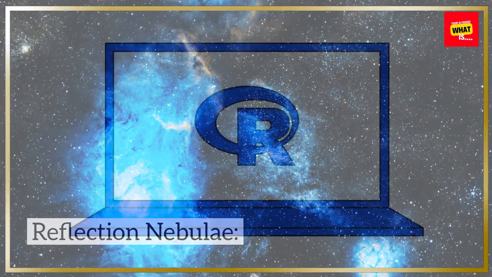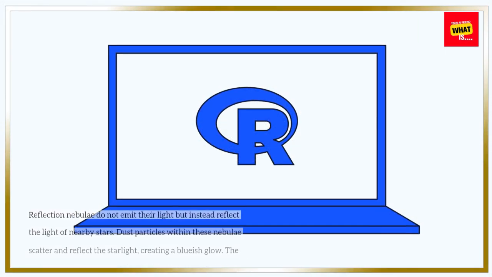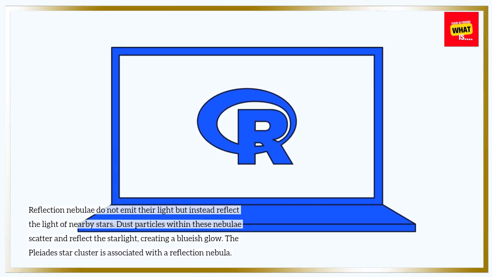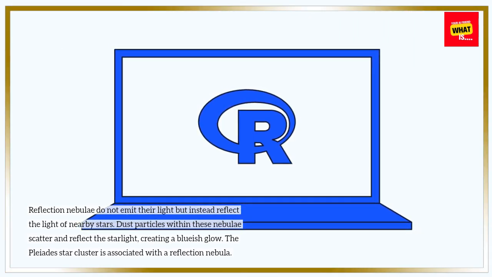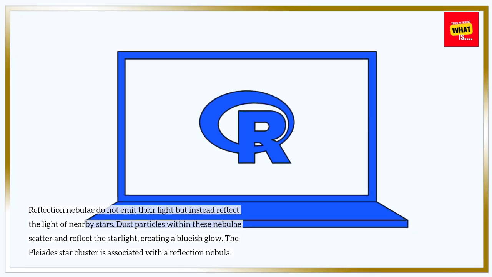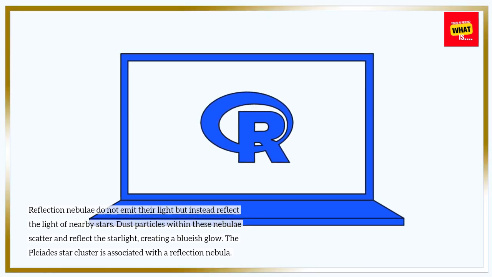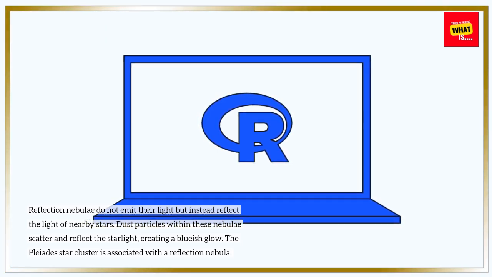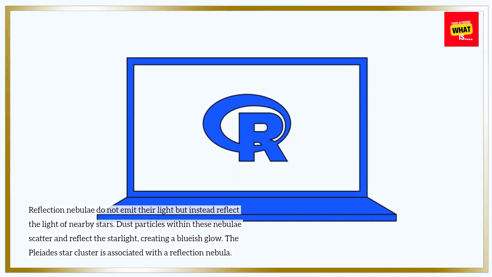Reflection nebulae. Reflection nebulae do not emit their light but instead reflect the light of nearby stars. Dust particles within these nebulae scatter and reflect the starlight, creating a bluish glow. The Pleiades star cluster is associated with a reflection nebula.